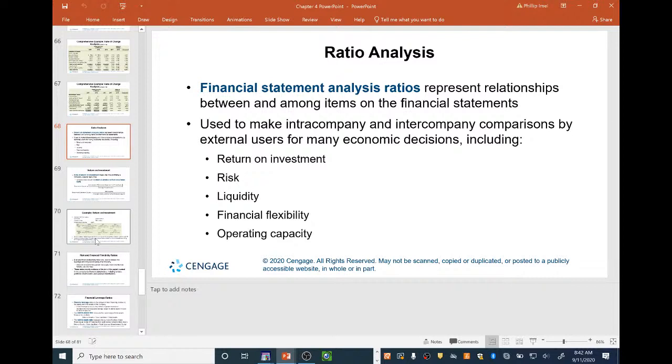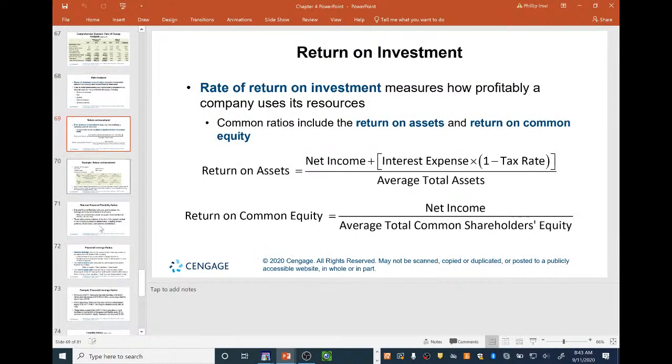So the main decisions that are based upon financial statement analysis are listed here. We can see return on investment, risk, liquidity, financial flexibility, and operating capacity. So we can see why each one of these decisions that we're trying to determine could be very relevant in making an investment decision, right? So let's start with return on investment.